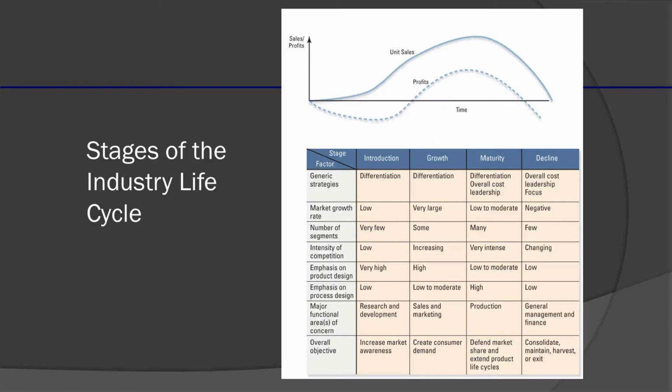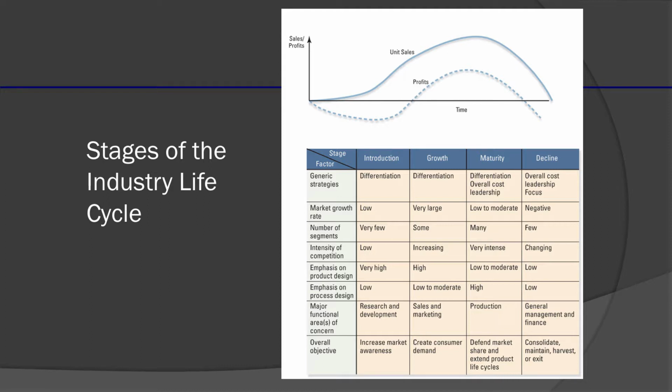So let's take one more look at how the 3 generic strategies fit into the industry life cycle. We talked through all of this previously. The reason I'm bringing it to your attention now is that there's a couple of things that have come up in our discussion today that also kind of overlay with the industry life cycle.